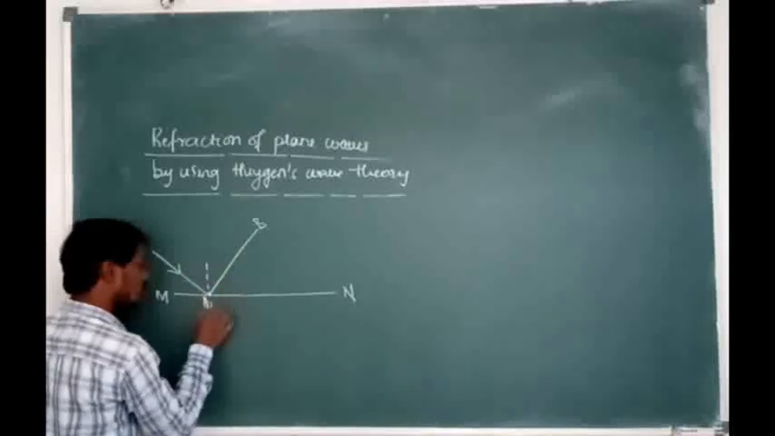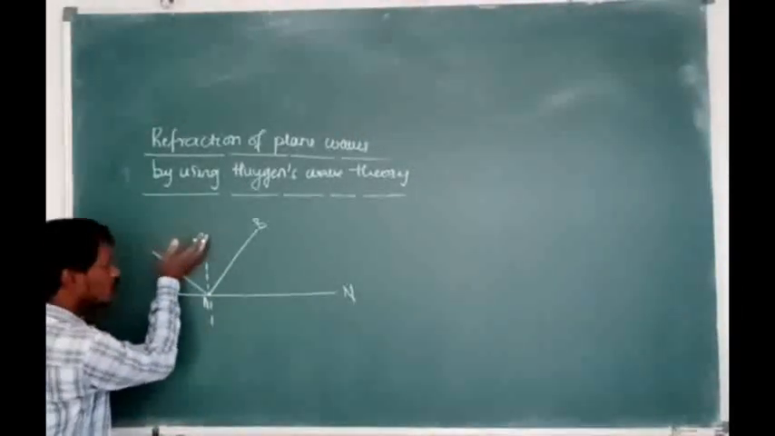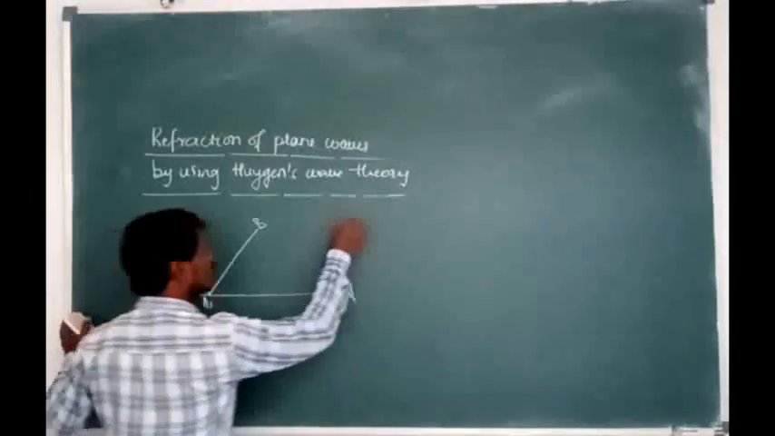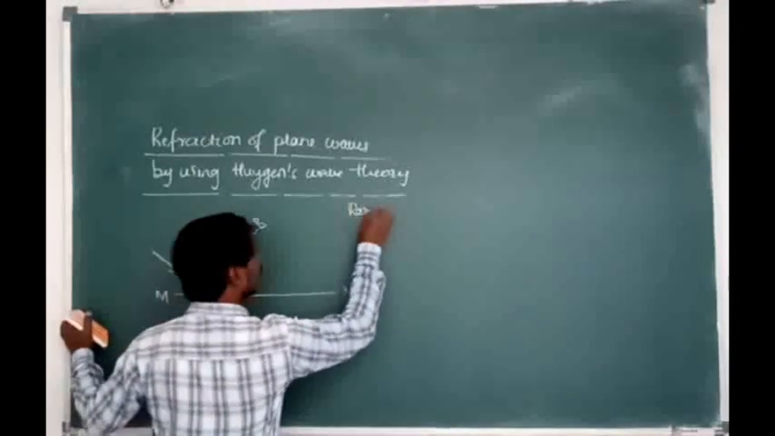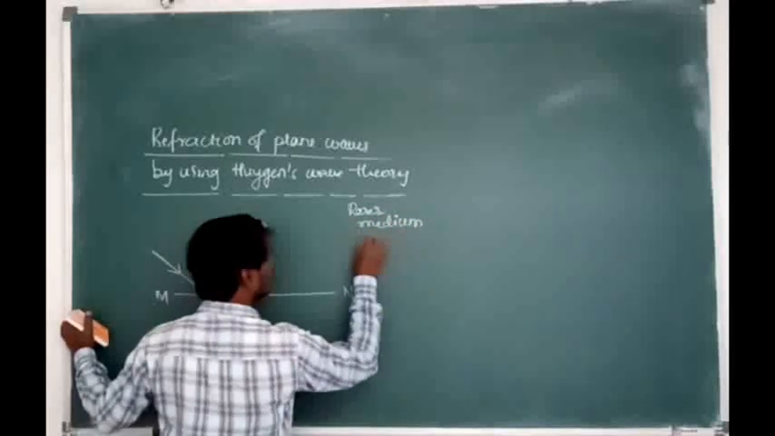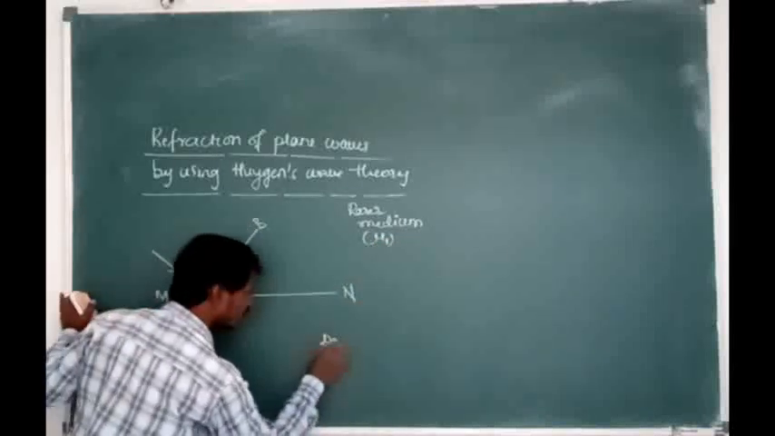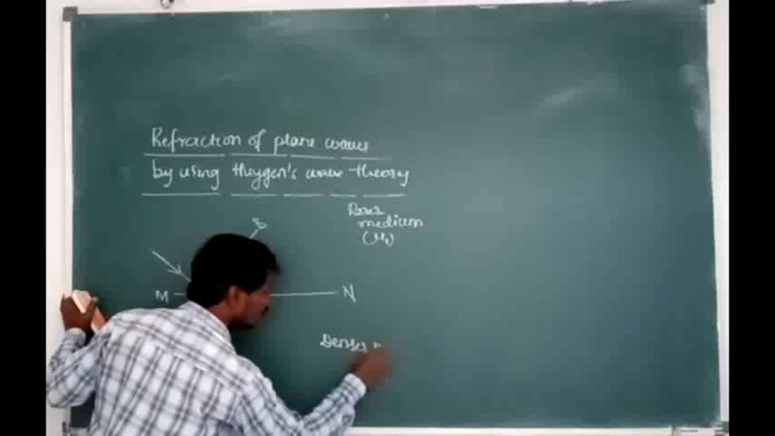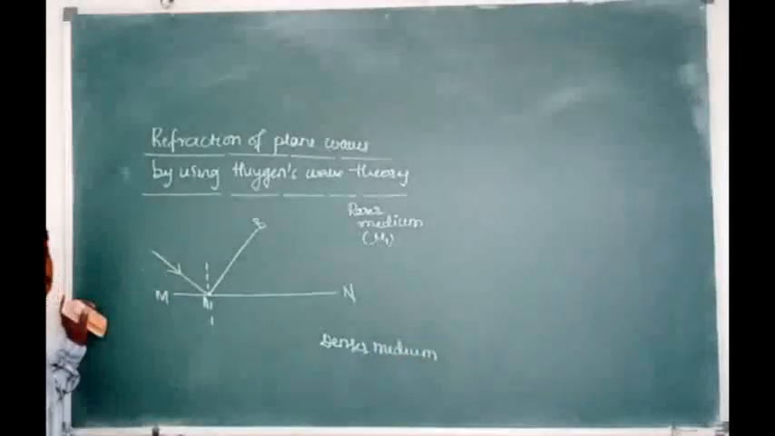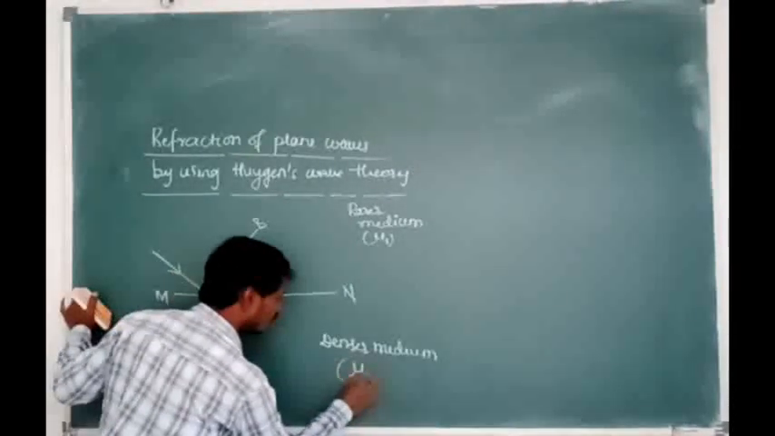Here both are transparent media, meaning the light is traveling from one transparent medium to another transparent medium. Then I will take this as the rarer medium, and it is the first medium, and its refractive index can be taken as mu1. And this is the denser medium, the second medium. The second medium is the medium in which the refracted ray is there, and its refractive index can be taken as mu2.